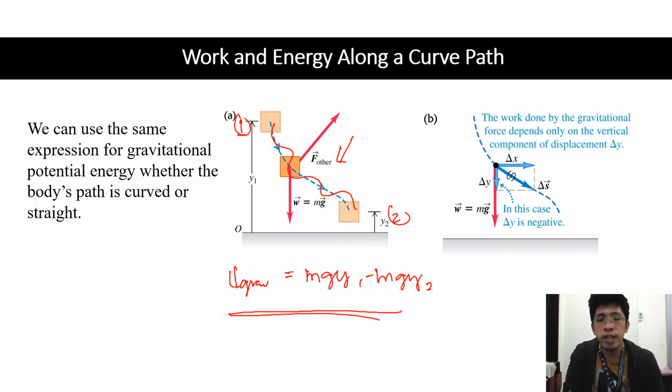The work done by the gravitational force depends only on the vertical component of the displacement, delta y. It does not depend on the horizontal component of your displacement. We'll see in the next video if this is indeed true, if you try to remodel the track into something fancier.